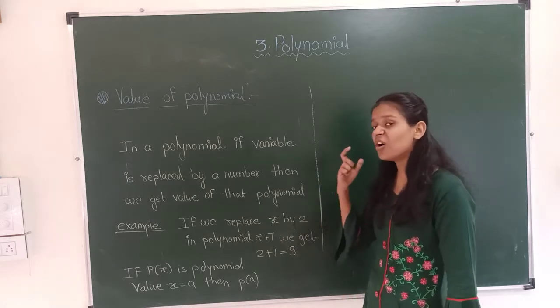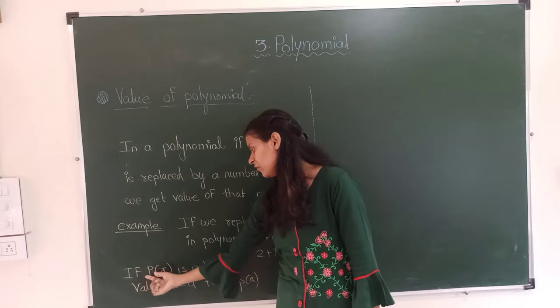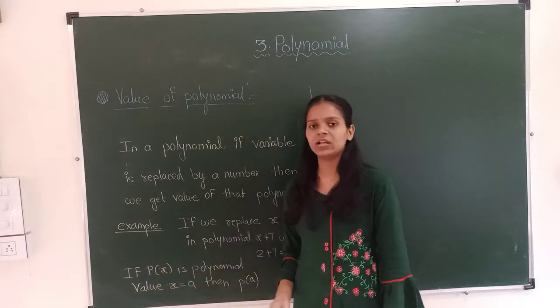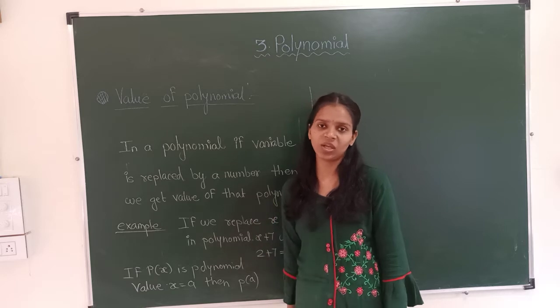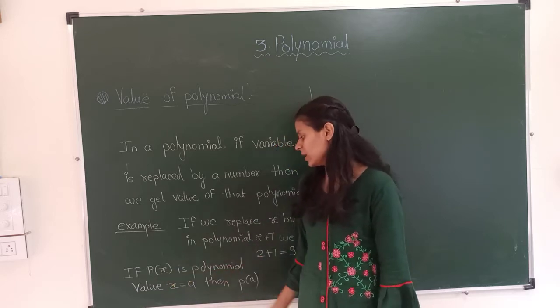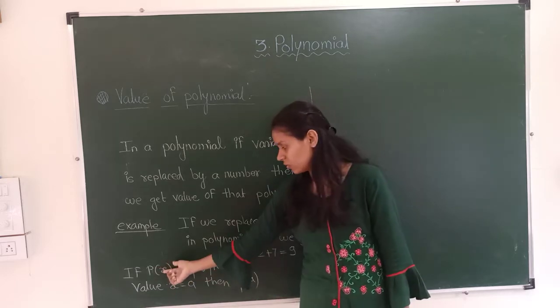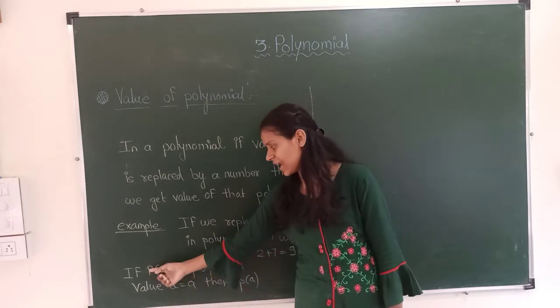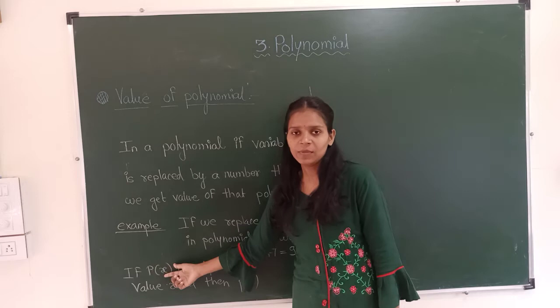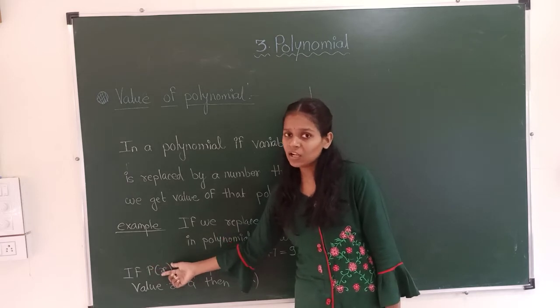Now in mathematical terms, if p(x) is the polynomial, how do we write it? We write the polynomial as p of x. P(x) is the polynomial, and we will find the value of x. We write this p for the polynomial. P of x is the polynomial in x.